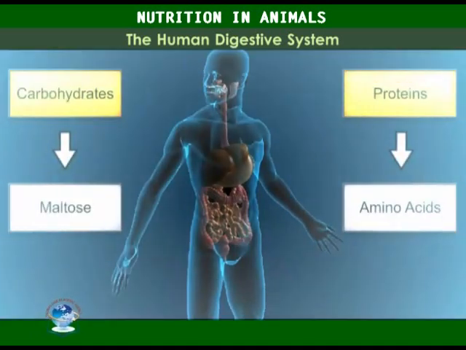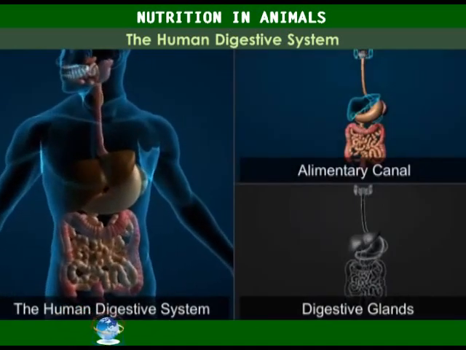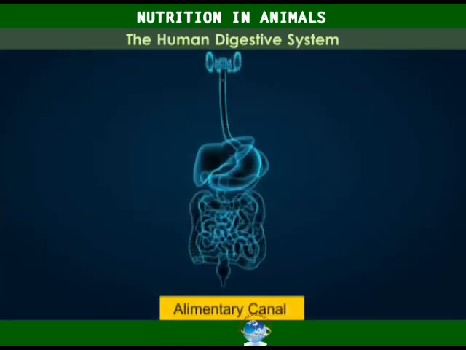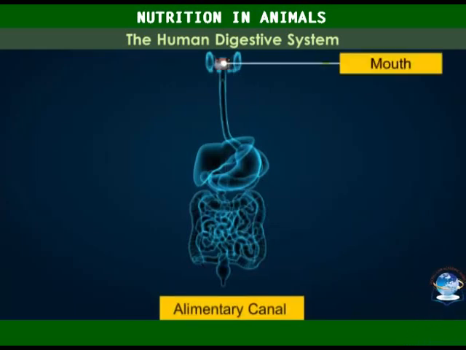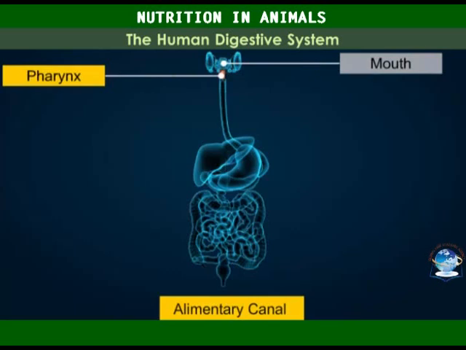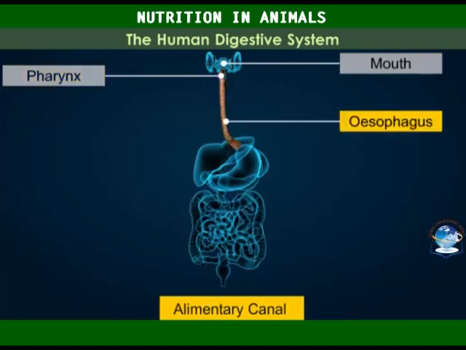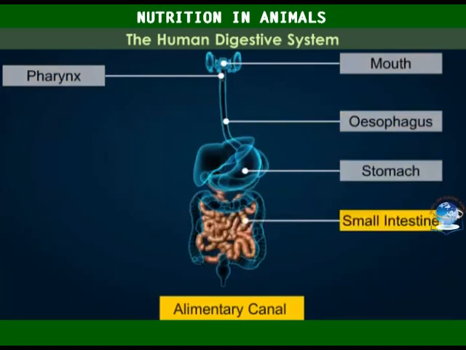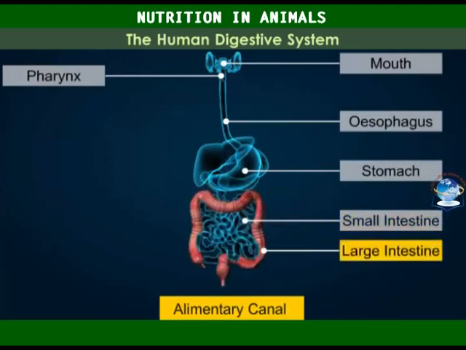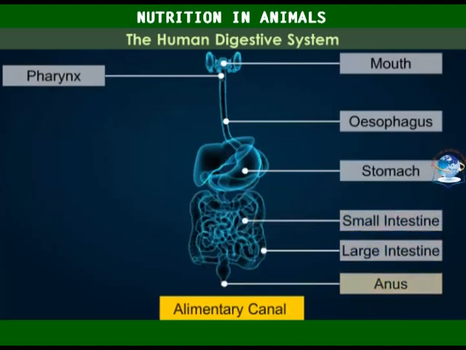Our digestive system comprises the alimentary canal or the gastrointestinal tract and the digestive glands. The alimentary canal is the long pathway through which food enters the body and the undigested solid waste is rejected. It includes organs such as the mouth, pharynx, the esophagus, stomach, the small intestine, the large intestine, and the anus.